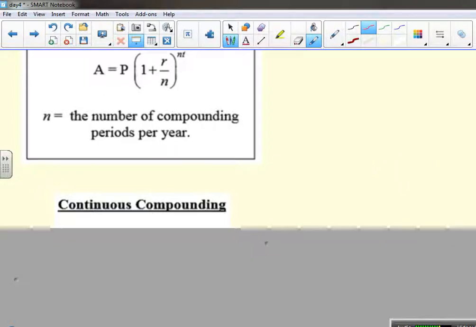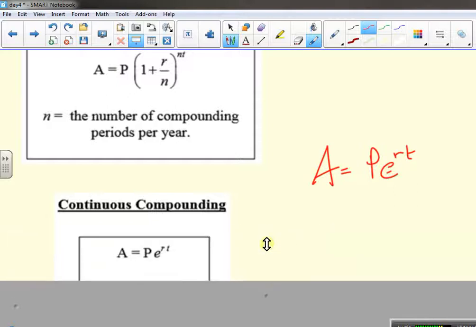It's still an exponential formula, and the way that I remember it is with Pert shampoo, P-E to the R-T. You'll see that down here. A still represents our final ending amount. P still represents our beginning amount, but instead of having that base of 1 plus or minus a rate, we have a base of e.